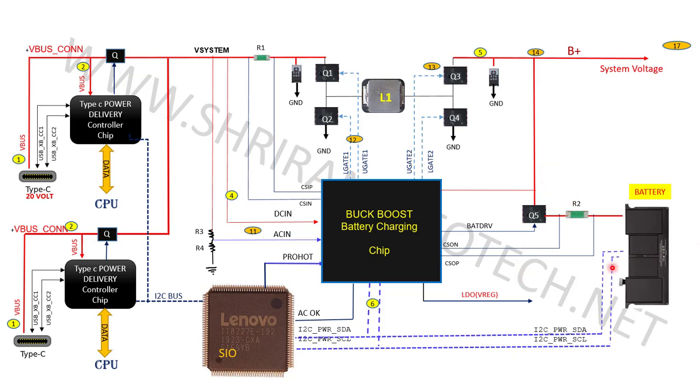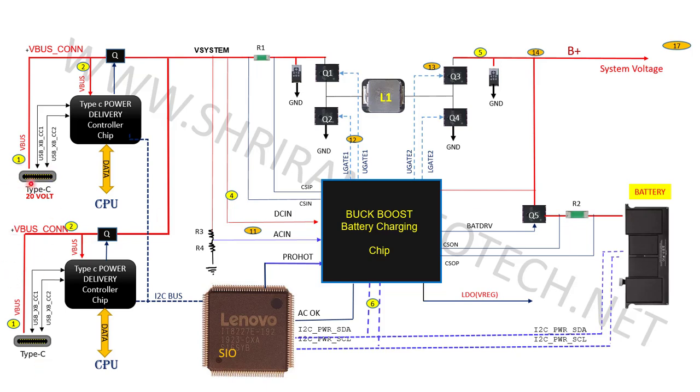When the battery is connected, the battery and this buck boost converter start communicating with each other. If the battery needs a charge, then this 30 voltage comes here, and this chip will drive one signal called the battery drive signal, which drives this Q5 MOSFET. The battery adapter voltage will pass through this R2, which is a current sensing resistor, and come across into the battery positive terminal, and then the battery starts charging.